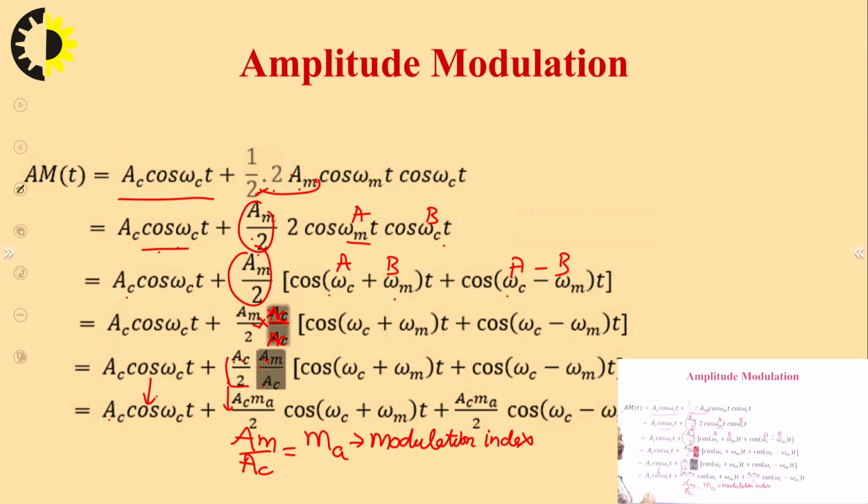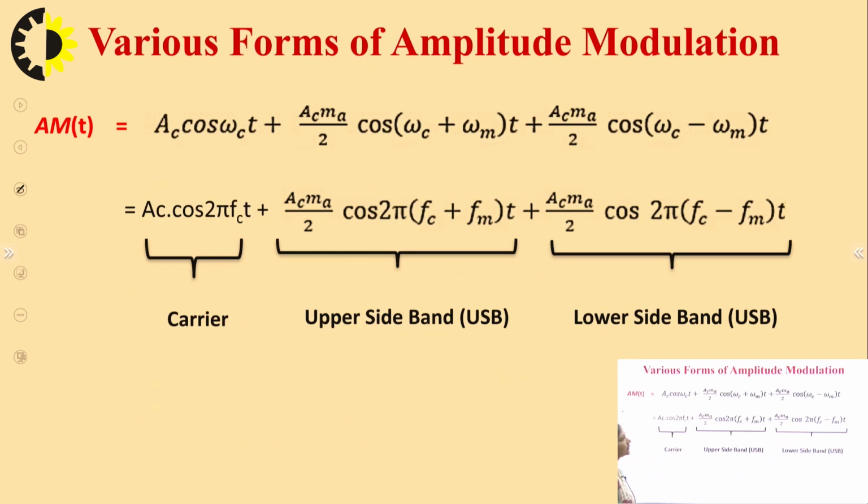So this is the final equation for the amplitude modulated wave, where we are having the carrier. This is the carrier part, and this is the carrier plus message, carrier minus message part, right? So you can see here we have shown these equations in this form: AC cos omega CT, AC MA cos omega C, and the same terms.